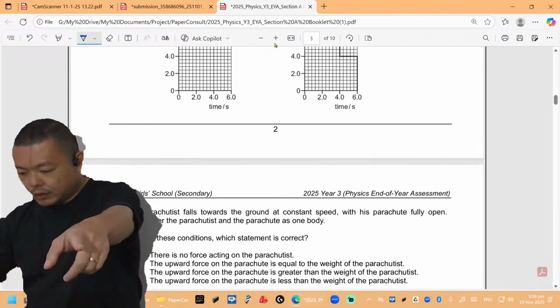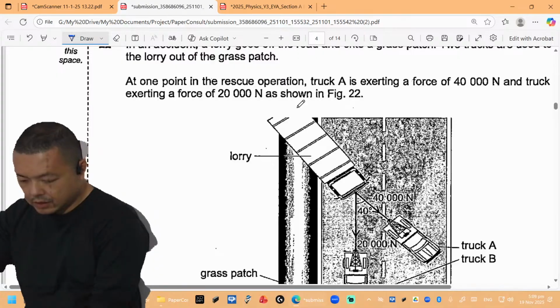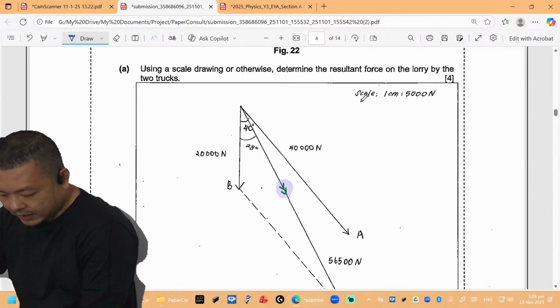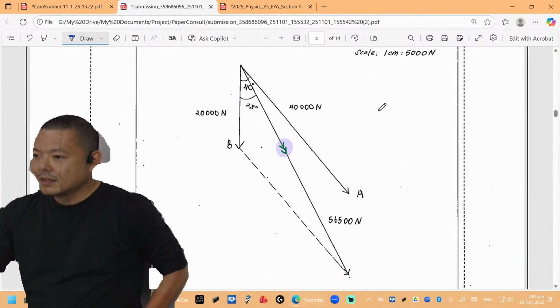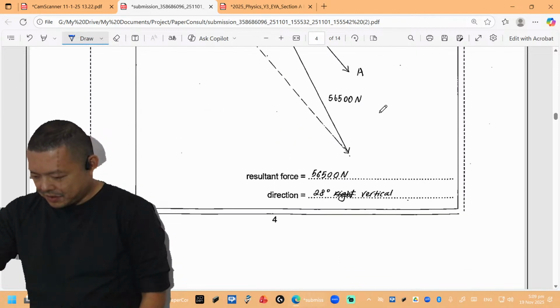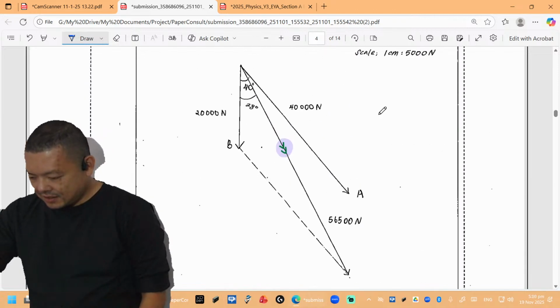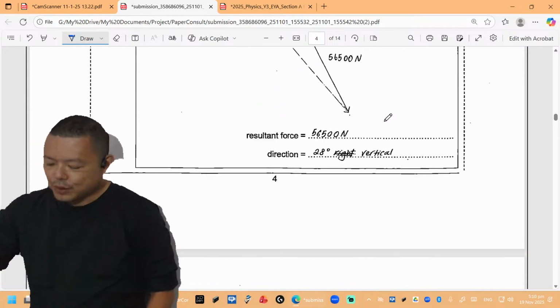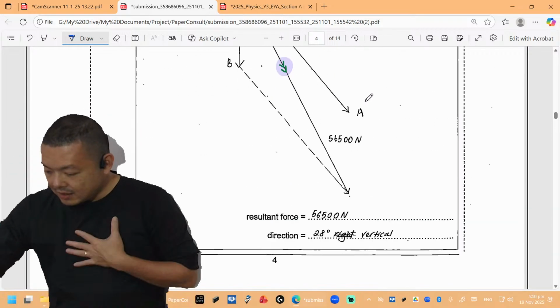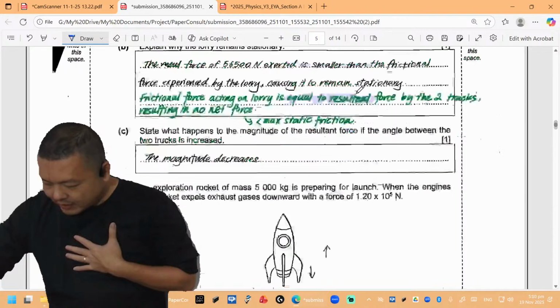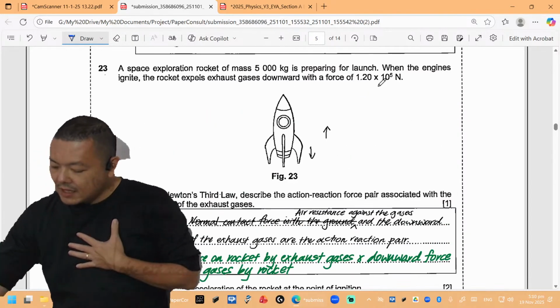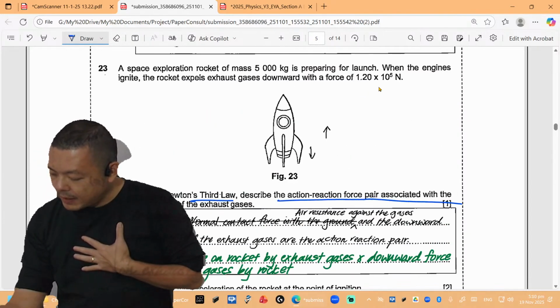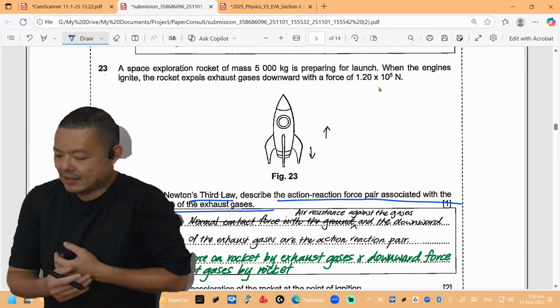Round robin, your turn. 23A. Okay, hang on, let me just finish this. 23. Then that's not an issue. Okay, you ask. Oh, this is 22. Sorry. 23A. This one here. Using Newton's third law, describe the action-reaction pair associated with the expulsion of exhaust gases.